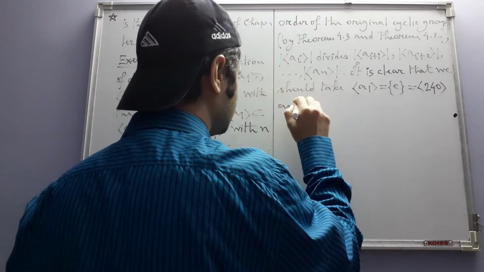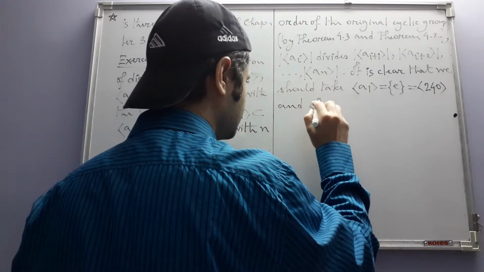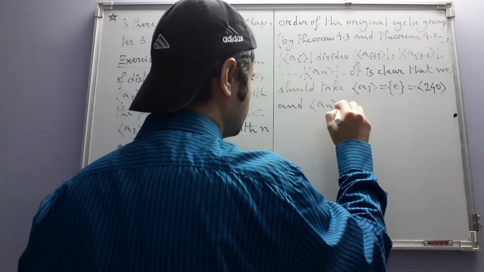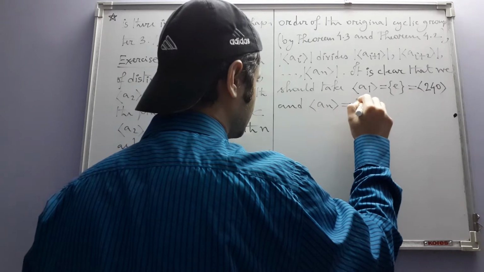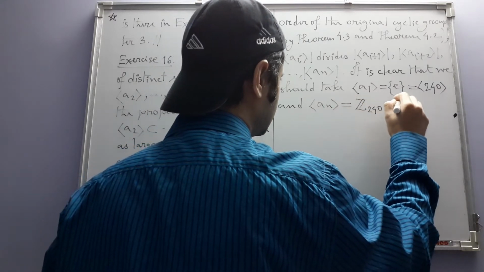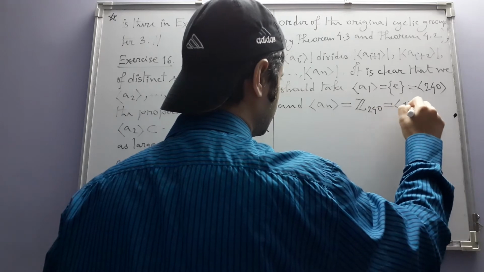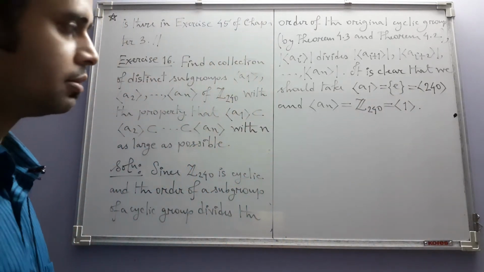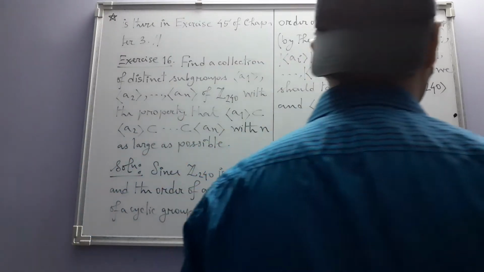And the largest one should be taken to be the entire group. This, however, is generated by the smallest possible integer, 1, in the group.